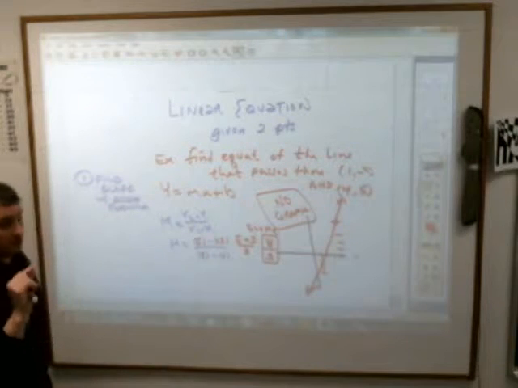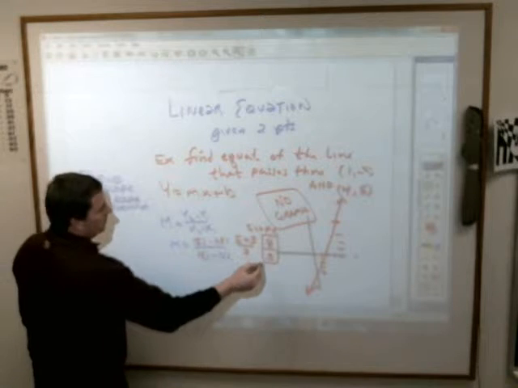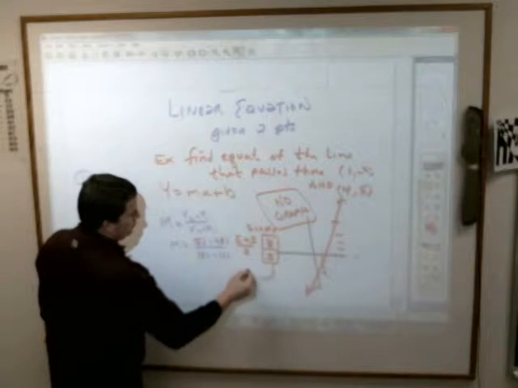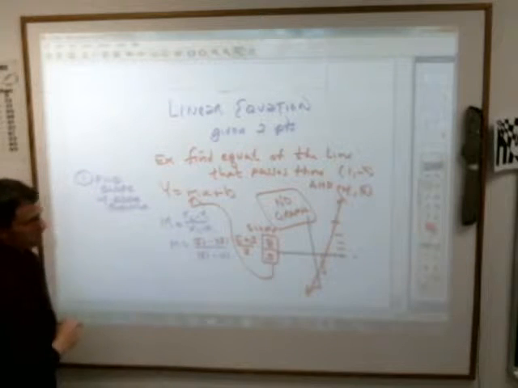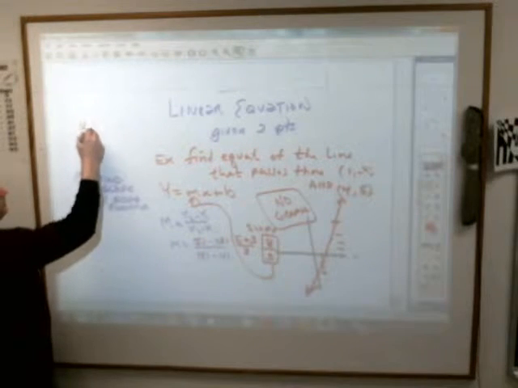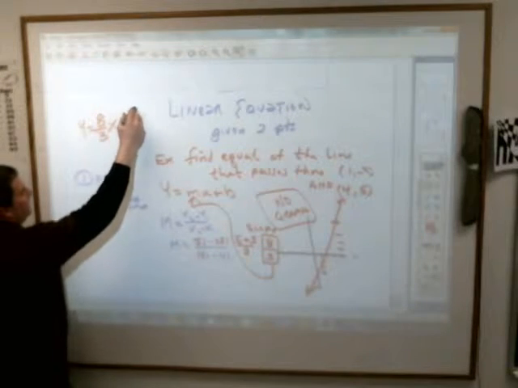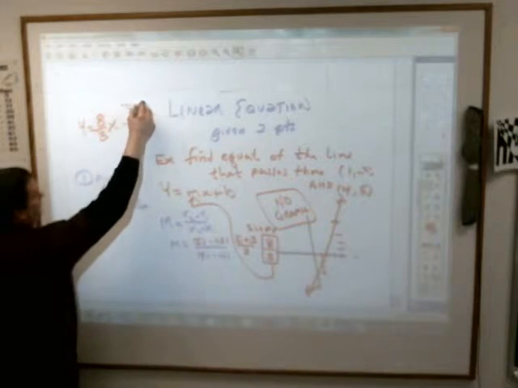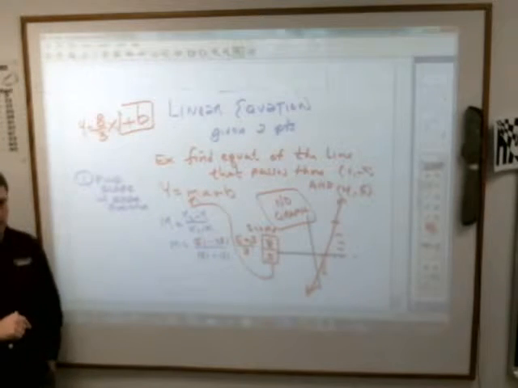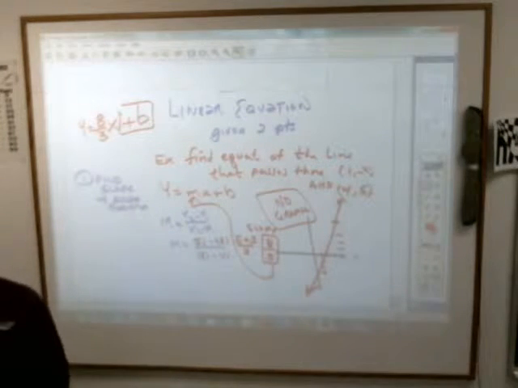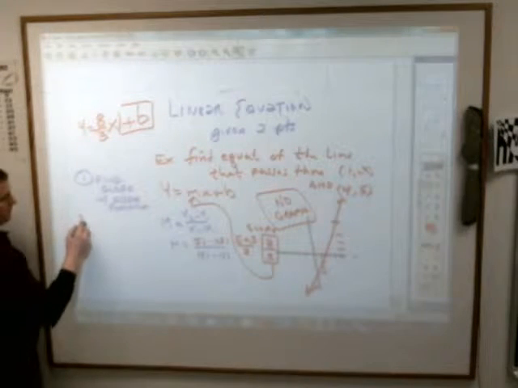So, ladies and gentlemen, here's what you know. With what we've just done right now, I know that 8/3 goes right here. That's the slope of my line. So I know y equals 8/3 x. I have to figure out this letter b, and then I have my whole equation. I have to figure out where it crosses the y-axis.